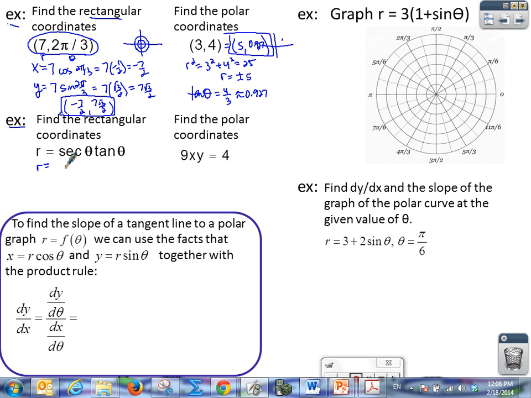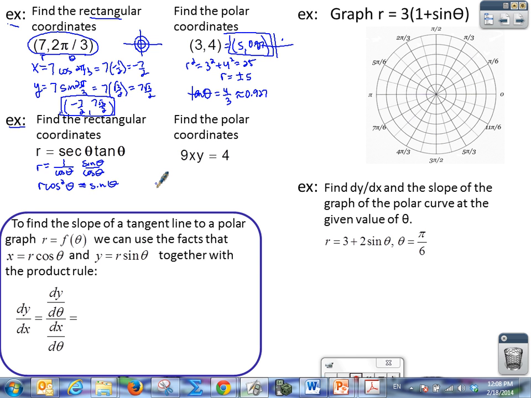So secant is 1 over cosine. Tangent is sine over cosine. So that basically is sine over cosine squared. Now, one of the quickest ways to get rid of a fraction would be to cross multiply, and that's actually what I'm going to do. I'm going to take this cosine squared and multiply it over here. So it would be r cosine squared theta equals sine theta.